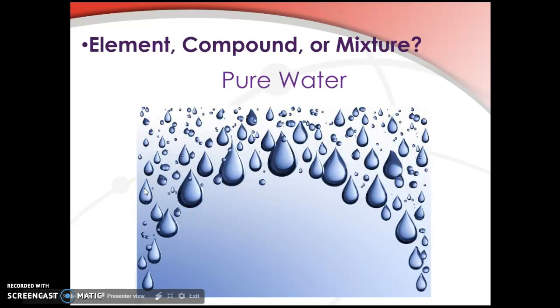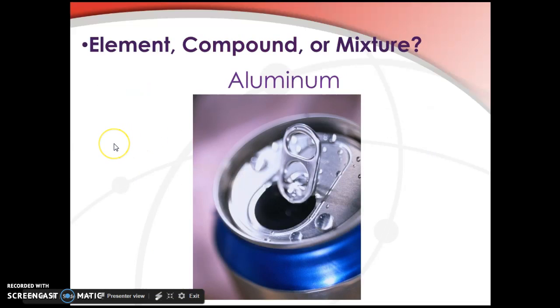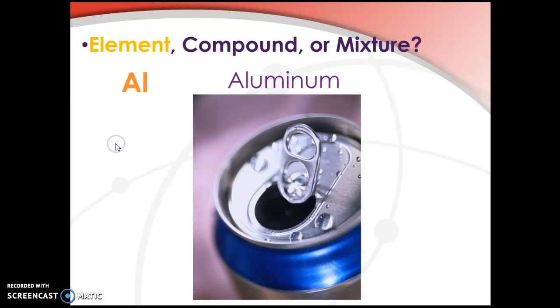Pure water. So first of all, it says pure, which means it has to be a pure substance. So we are not looking at mixture. We're looking at either element or compound. Is water found on the periodic table? No, it's not. So water is a compound, H2O. It's made up of more than one element that has been chemically combined. Aluminum is found on the periodic table, therefore it's an element.